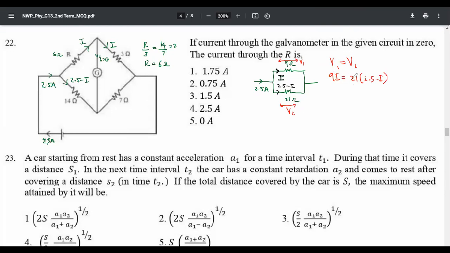Then 9I and 21, you can simplify by 3. So 3I equal to 7 into 2.5 minus I. Getting 3I equal to 7 into 2.5. 7 into 2.5 is 17.5 minus 7I. So 10I is equal to 17.5. Final answer for I is going to be 1.75 ampere. Answer is first one.